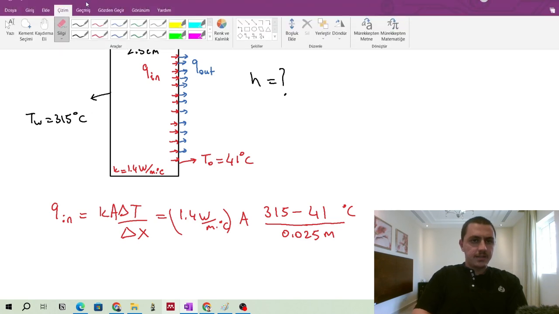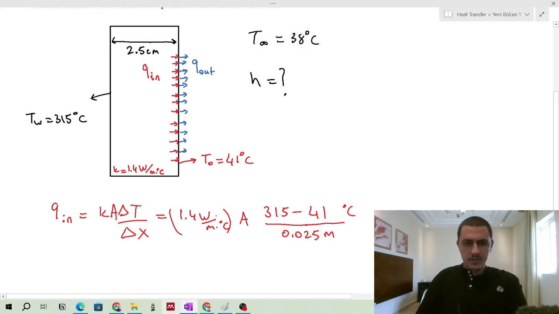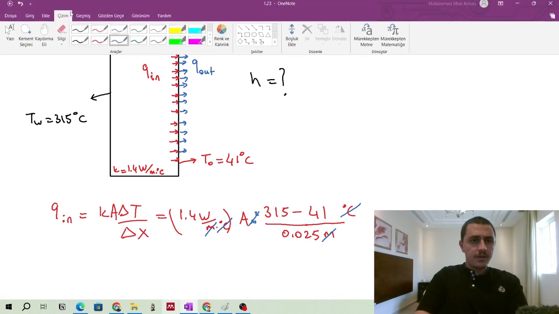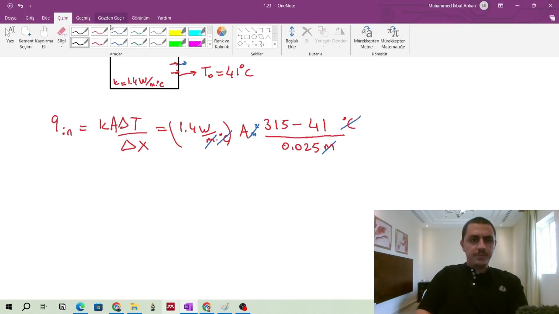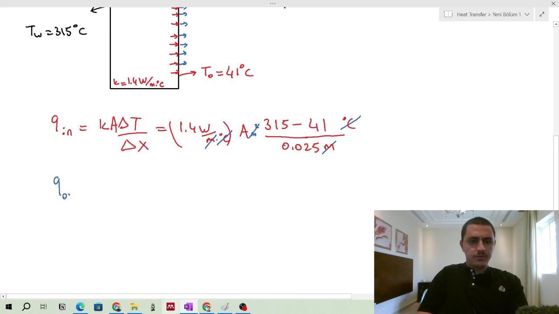Here let's cancel some terms. Here you have degrees Celsius, we'll go with degrees Celsius, and here you have meter squared. Area will be as meter squared, so that will also cancel the meter. So you have watt. That unit will be watt.